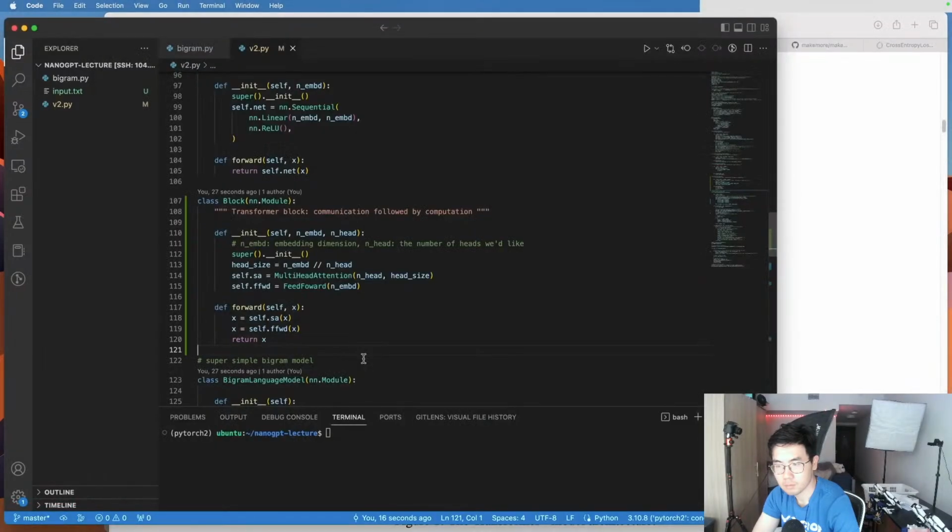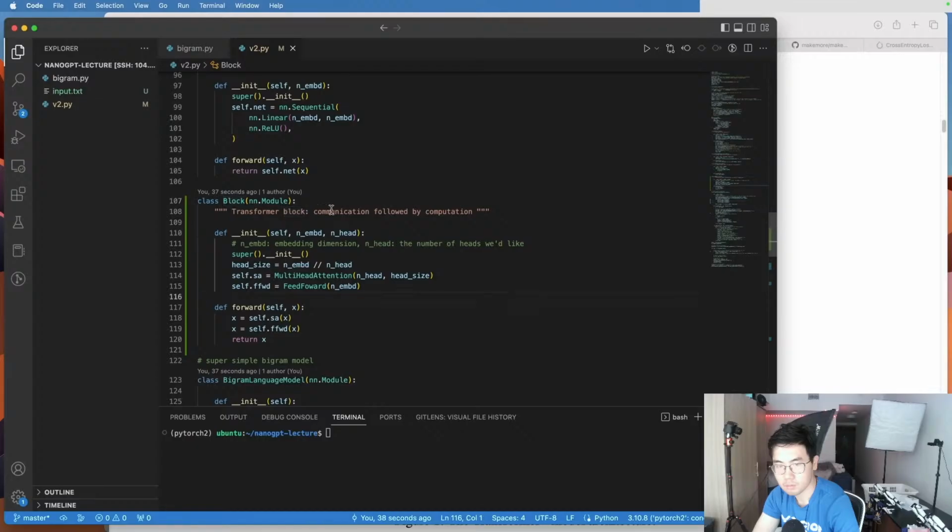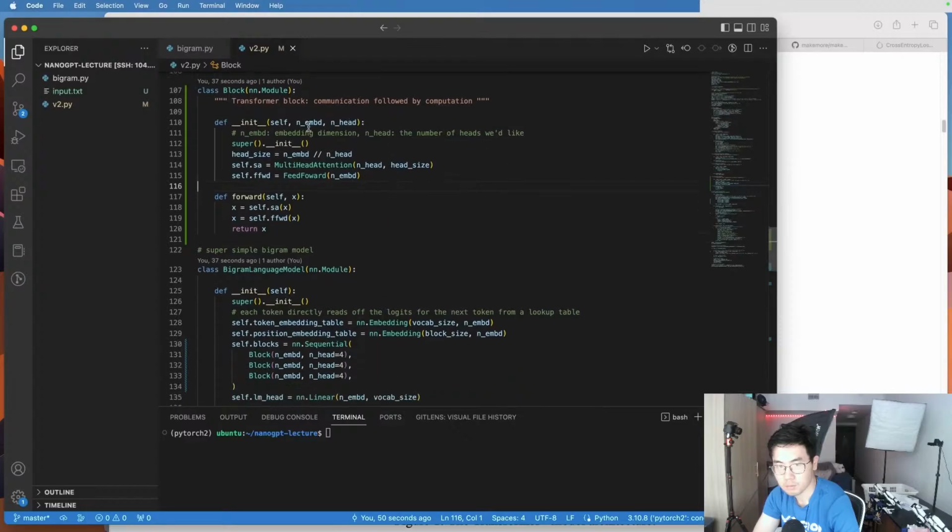Okay, so let me show you what we'd like to do. We'd like to do something like this. We have a block, and this block is basically this part here, except for the cross-attention. Now the block basically intersperses communication and the computation. The communication is done using multi-headed self-attention, and then the computation is done using a feed-forward network on all the tokens independently. Now, what I've added here also is, you'll notice, this takes the number of embeddings in the embedding dimension and the number of heads that we would like, which is kind of like group size in group convolution. And I'm saying that the number of heads we like is 4, and so because this is 32, the head size should be 8, so that everything sort of works out channel-wise.